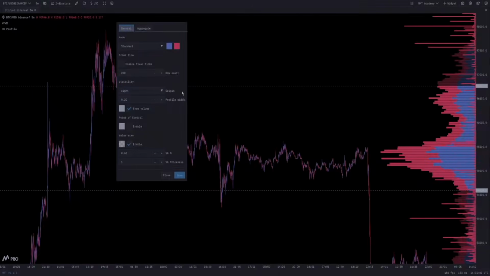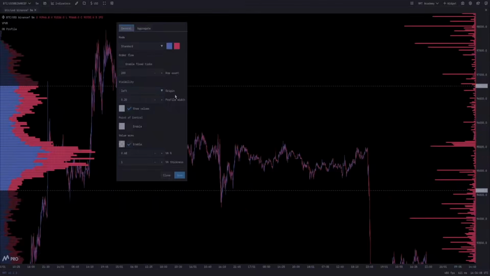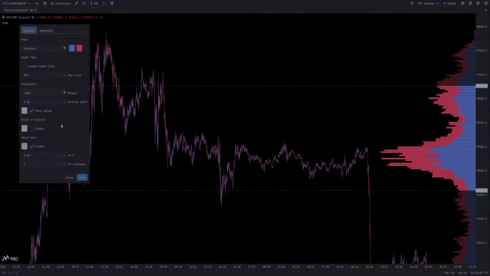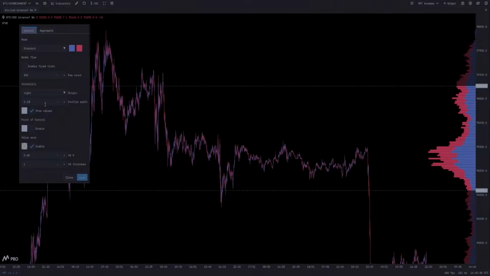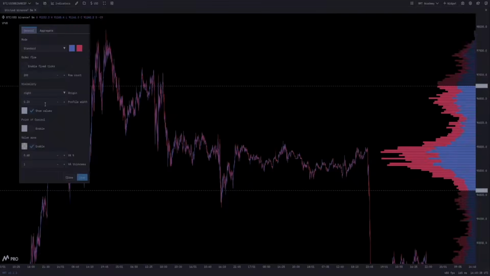Origin will allow you to change whether the VPVR appears on the left or right of the MMT chart. This can be useful if you have other overlay indicators that might otherwise compete for space, such as the order book profile. Profile width will change the width of the profile relative to the chart, with 0.20 representing 20% or 0.10 representing 10%. Use this function to save space on your chart.